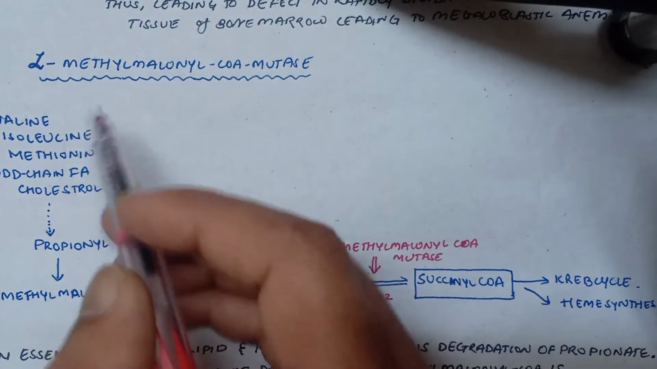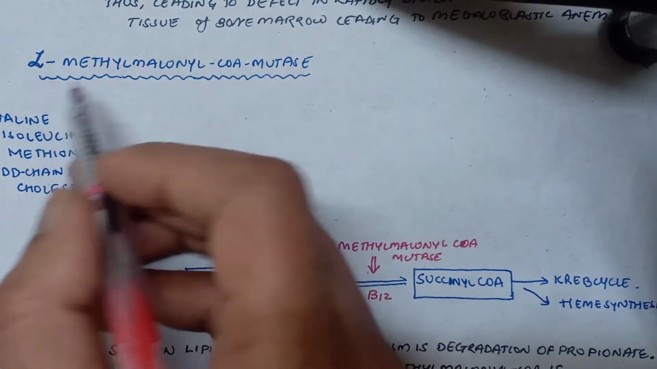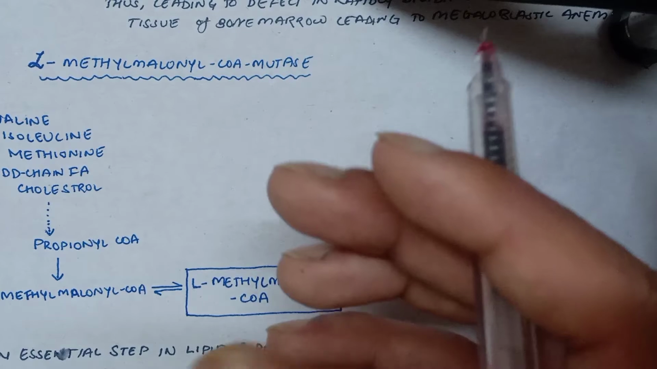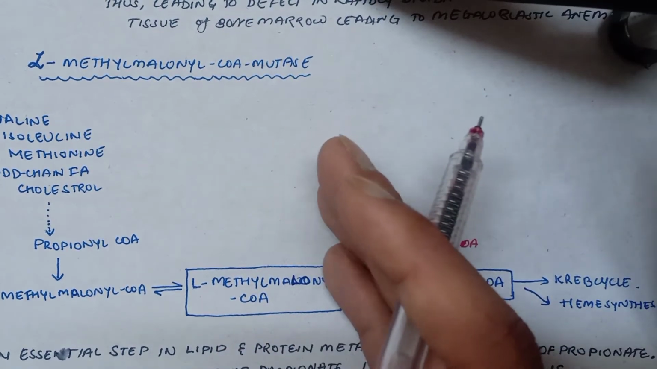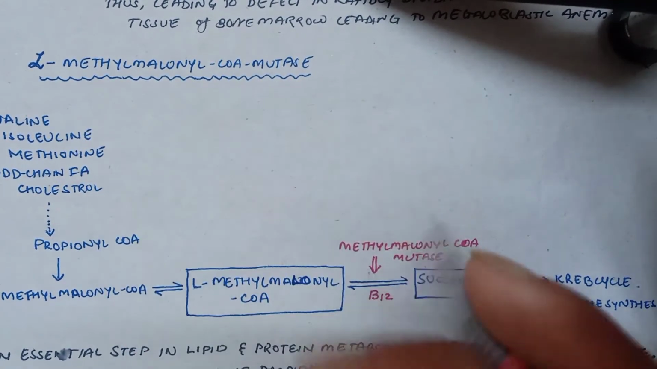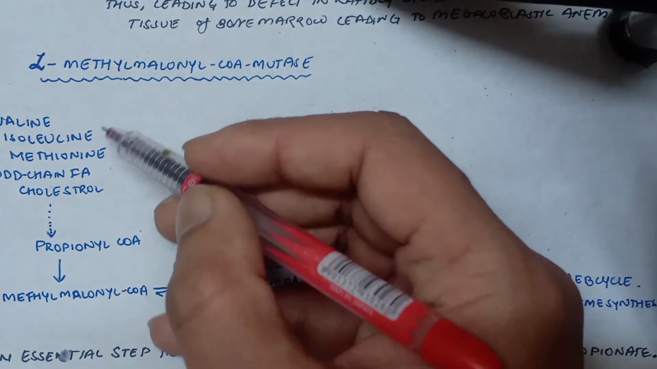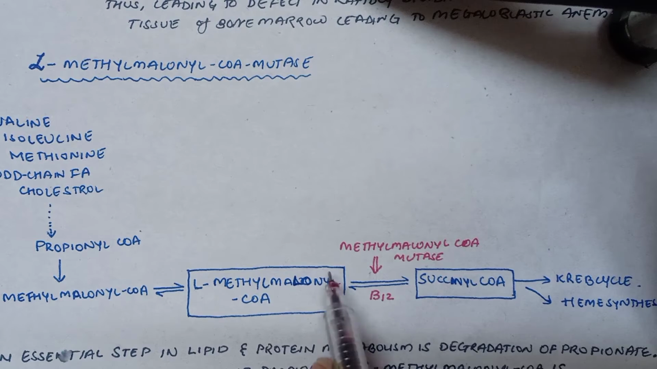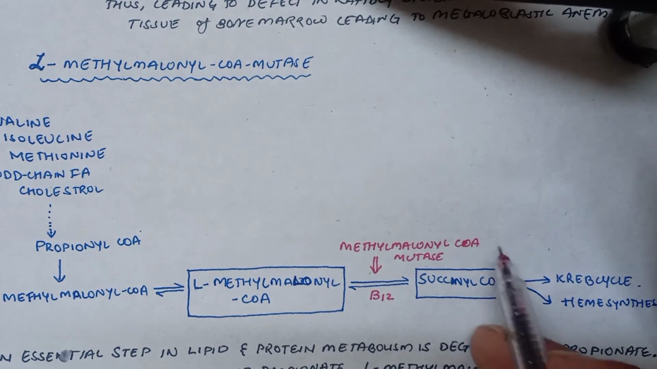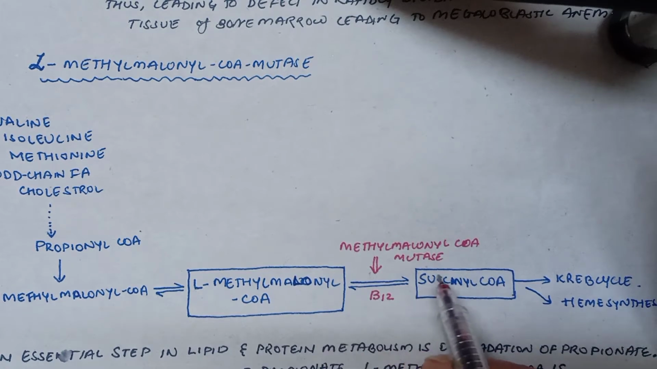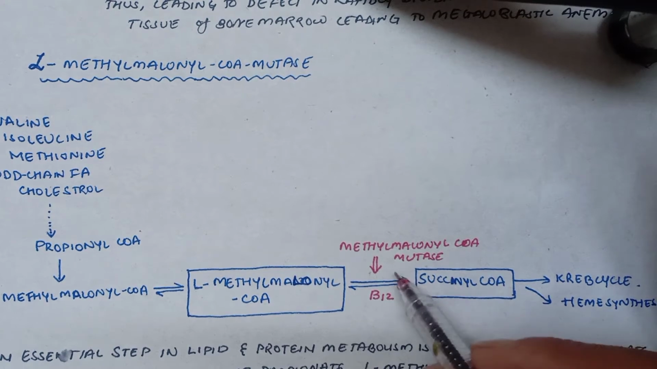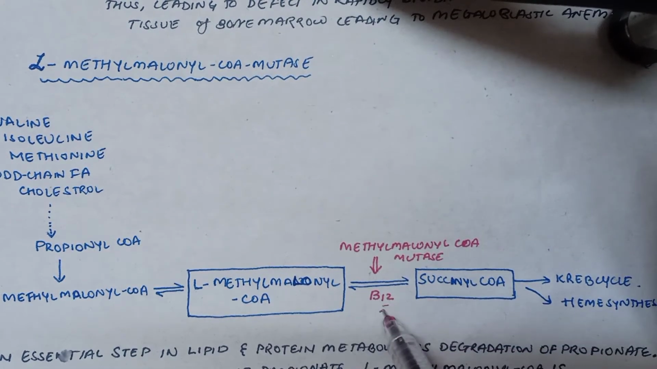Vitamin B12 also acts as a cofactor for L-methylmalonyl coenzyme A mutase enzyme. Degradation of propionate is an essential step in lipid and protein metabolism. During the degradation of propionate, L-methylmalonyl coenzyme A gets converted into succinyl coenzyme A in the presence of the enzyme methylmalonyl coenzyme A mutase, and this requires vitamin B12 as a cofactor.